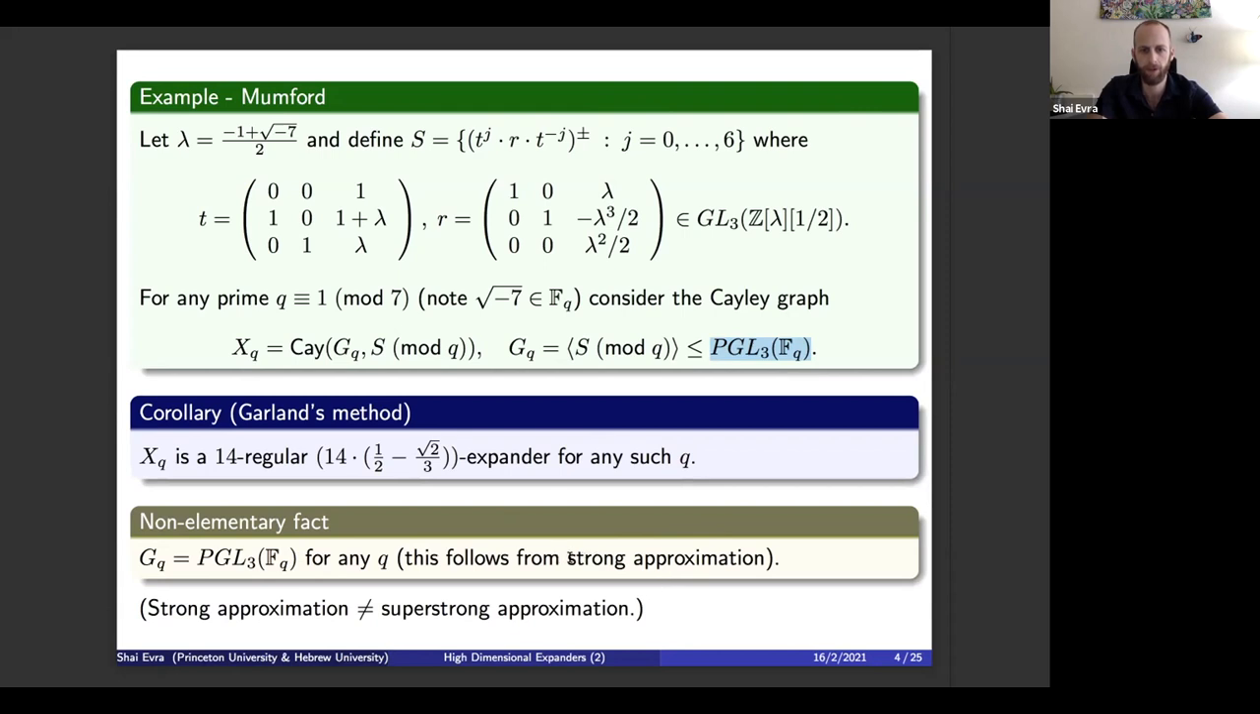And this result, again, I just want to emphasize, it's called strong approximation, not to be confused with the super strong approximation for the first slide, which is a method of proving expansion. The strong approximation is a method of proving connectedness of Cayley graphs.